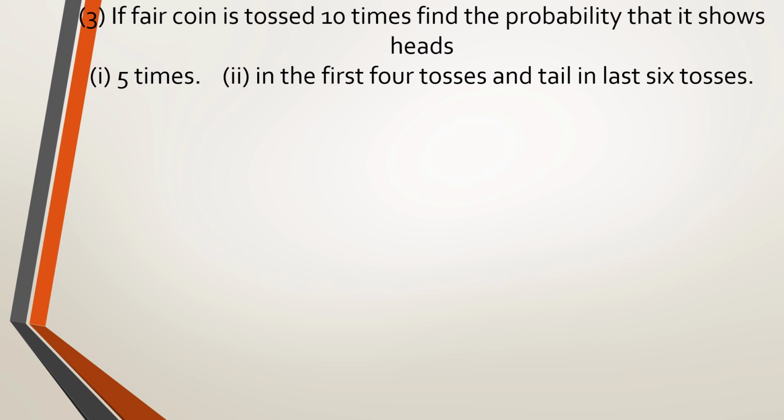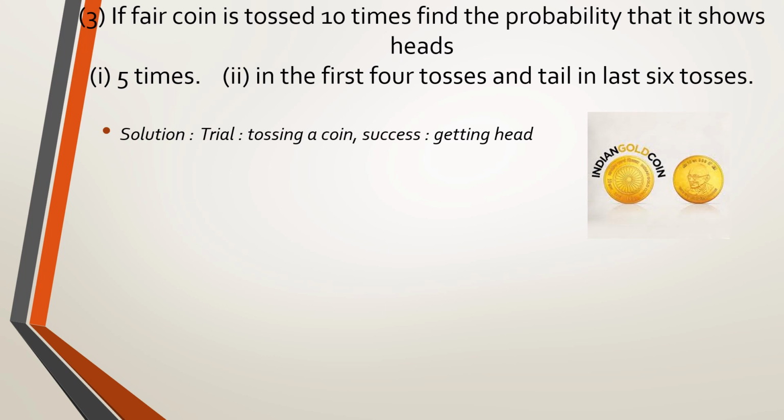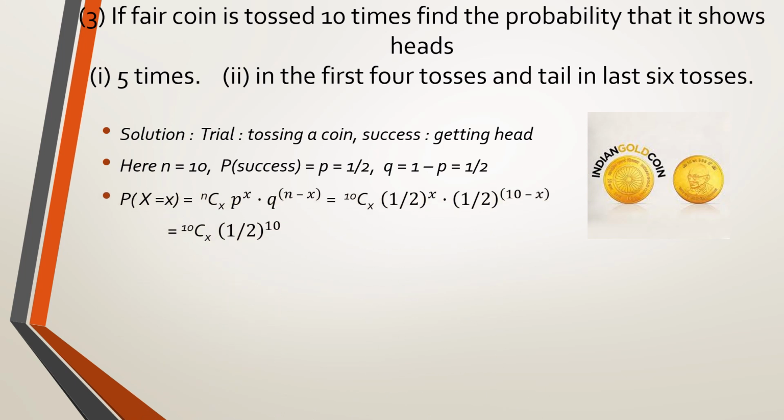A fair coin is tossed 10 times. Find the probability that it shows heads 5 times. And the second one is you want heads for the first 4 tosses and tails for the last 6 tosses. Trial is tossing a coin, success is getting a head. So probability of success and failure both are half and n is 10. Now, first we'll write down the formula which is applicable in this sum: 10Cx half raised to 10, after substituting the values of n, p, q.